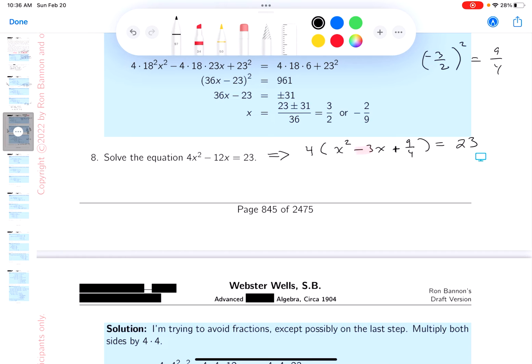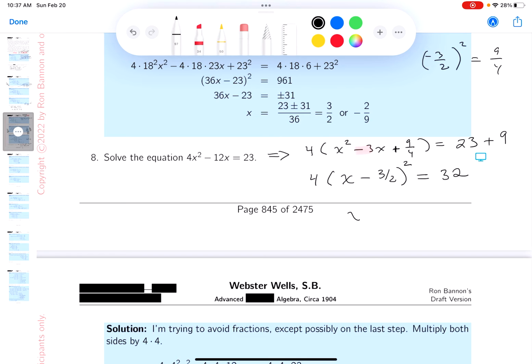I'm not adding 9 quarters. Why is that? Think about it. It's 4 times 9 quarters. I'm really adding the number 9 to both sides because 4 times 9 quarters is 9. So let's write this down. This is going to be 4. This is now a perfect square. It's x minus 3 over 2, quantity squared, equals, well, 23 plus 9 is going to be 32.